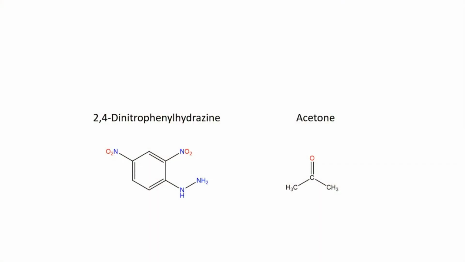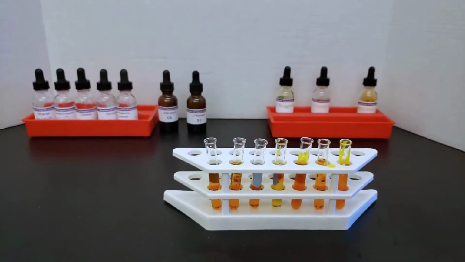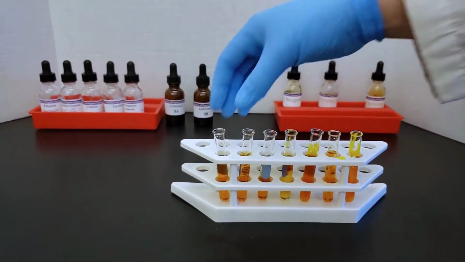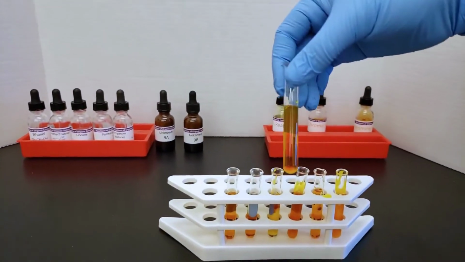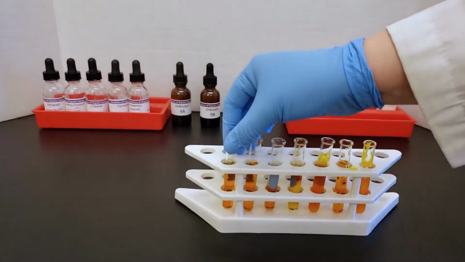Here's how Brady's reagent works. For example, with acetone, the amine on the end of dinitrophenylhydrazine reacts in a condensation reaction to form a compound containing the acetone in it. So in here it's acetone 2,4-dinitrophenylhydrazone. That in general is not very soluble, and so we see that as a precipitate.